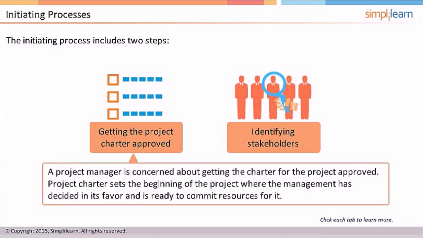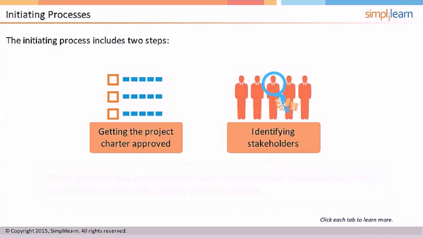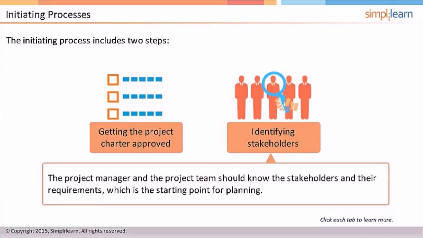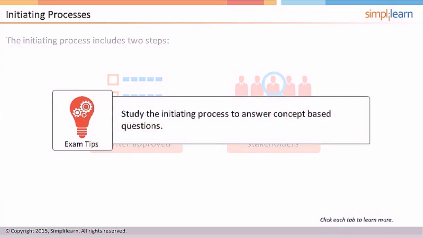A project manager is concerned about getting the charter for the project approved. The project charter sets the beginning of the project, where the management has decided in its favor and is ready to commit resources for it. The other process in the initiating process group is identifying stakeholders. The project manager and the project team should know the stakeholders and their requirements, which is the starting point for planning. You may get concept-based questions in the PMP exam, so study the initiating process to answer such questions easily.